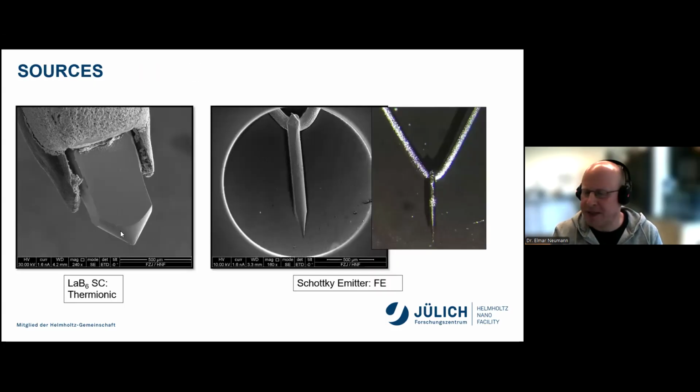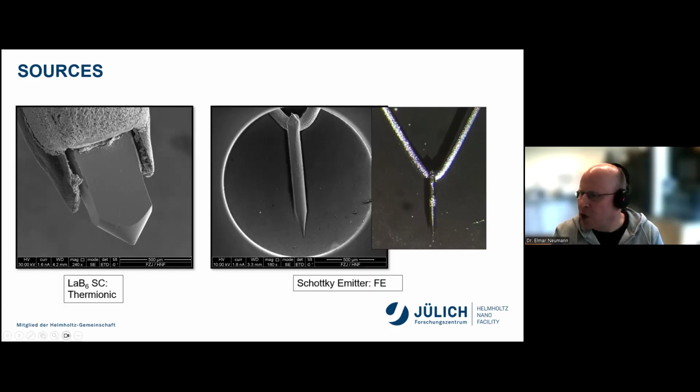Coming to the sources, there are basically two main sources for electrons. This one here, LaB6, represents a thermionic source. This LaB6 single crystal will be heated to about 1,600 degrees. Electrons will then be emitted from the top, extracted with the anode, and travel through the column in order to be projected on the surface.